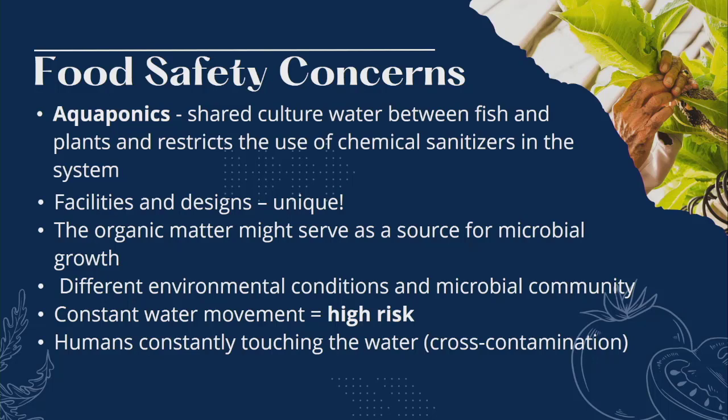Again, different environmental conditions. We have a more controlled environment. We have a lot of those places with high humidity. We have temperature control. We have a more, what they say, sterile or cleaner environment. What does that mean, right? So we have to think about it. Constant water movement, we know that water is a higher risk, so we have water constantly passing through the system. And again, humans and cross-contamination is a big concern.